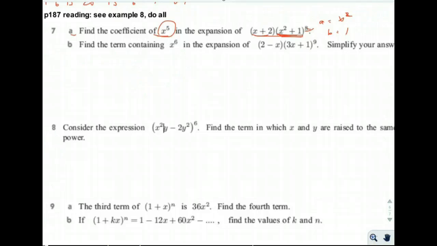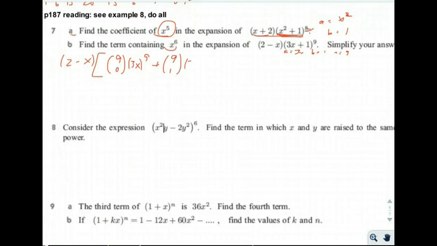Let's do b, because it seems to be the more complicated one here. What we're going to do is we're just going to expand this out and see which terms are going to have x to the 6th in them. So remember, a here is 3x, and b is equal to 1, and n is equal to 9. So if we expanded this out, we would have a bunch of terms. The first one would be that one, of course. The next one would be that one. And since b is just 1, we don't need to write the b terms.